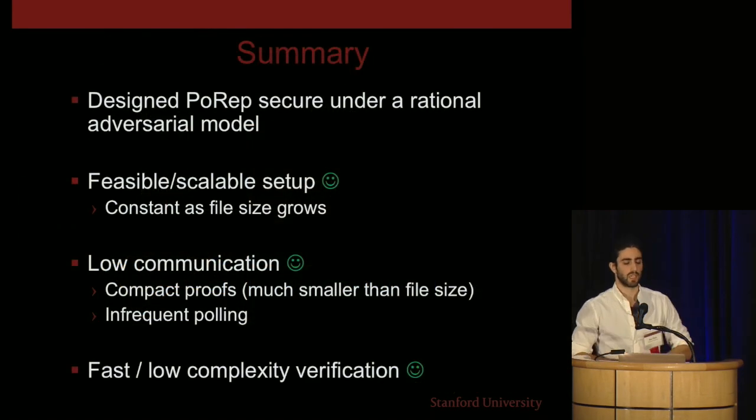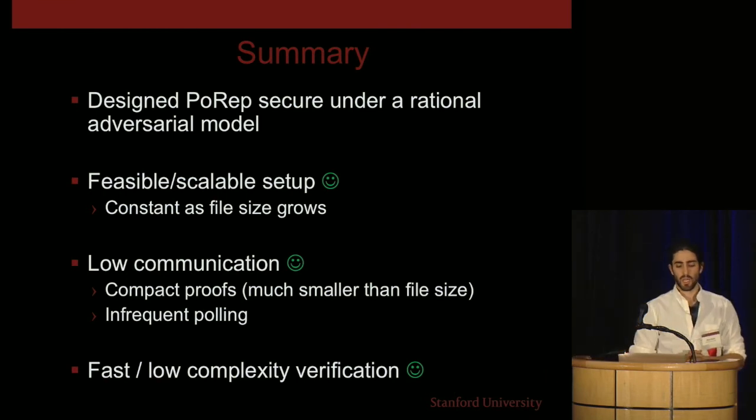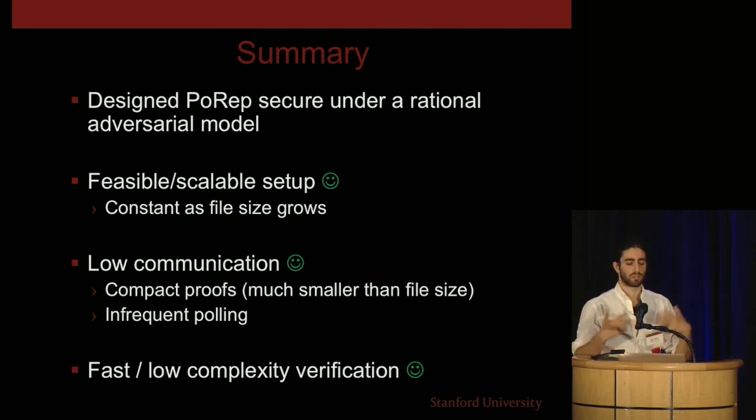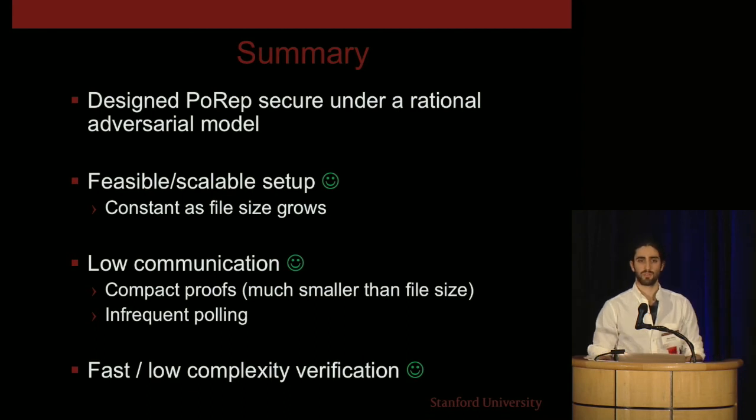So in summary, we've designed this proof of replication, secure under this proposed rational adversarial model for proof of replication. We have a feasible and scalable setup, which can remain roughly constant as the file size grows until a certain point, of course. And then low communication: there are compact proofs, as well as fast and low complexity verification. OK, thank you very much.